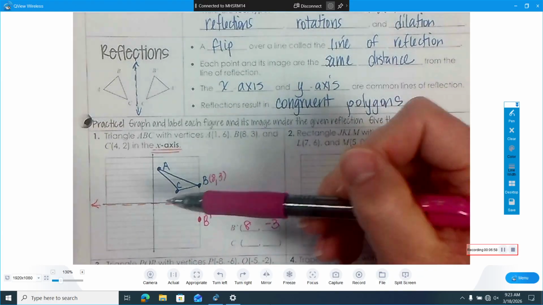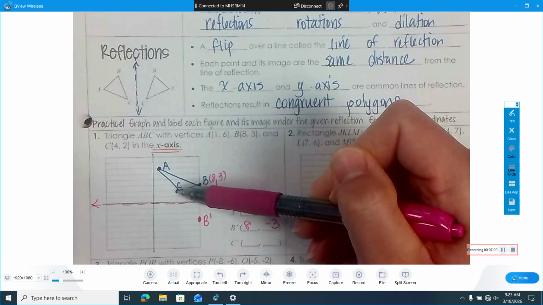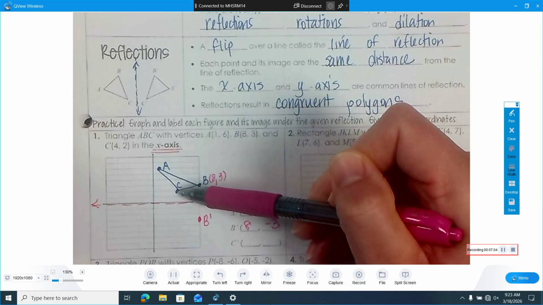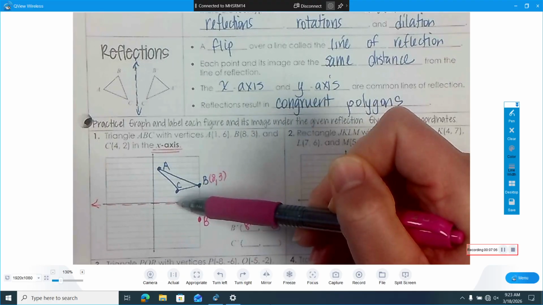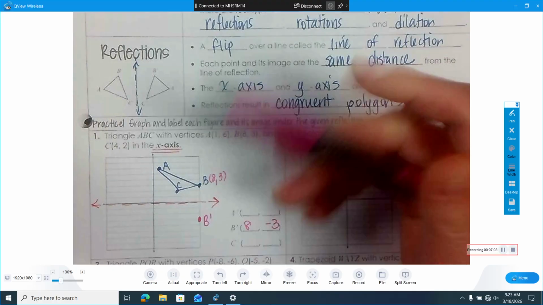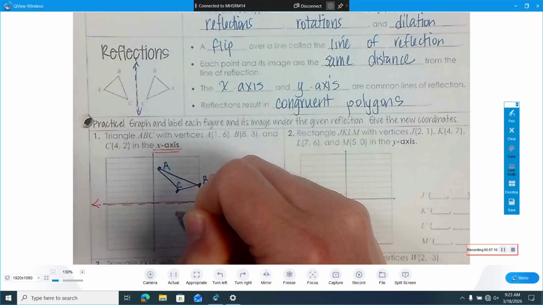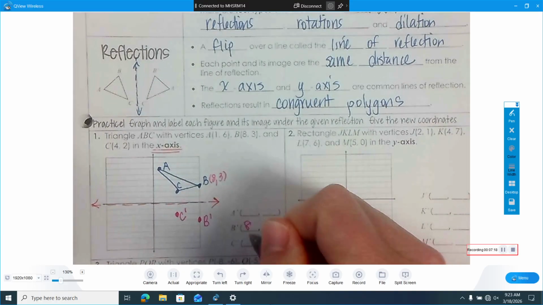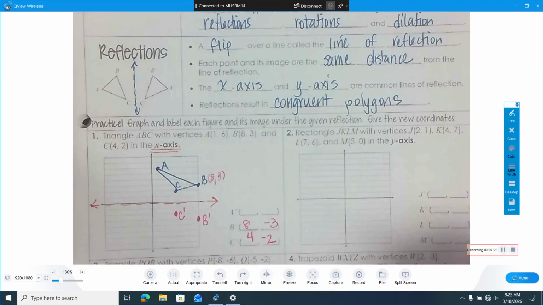All right, look at point C. Point C is going to be reflected over the line of reflection. I have to go 1, 2 spaces to the line. Then I'm going to go 2 spaces away from the line. 2 straight down, so C prime. What is C prime's new ordered pair? 4, negative 2. Very good.